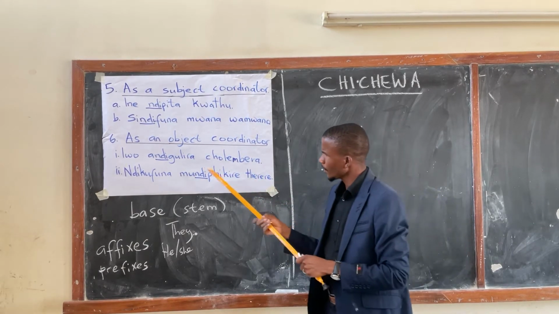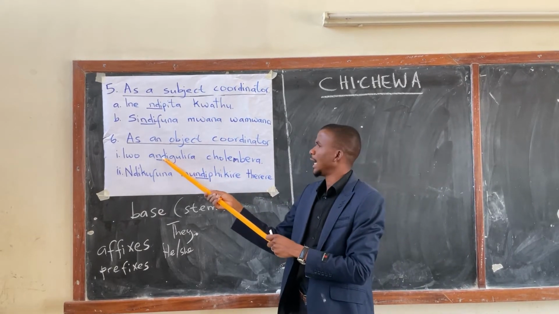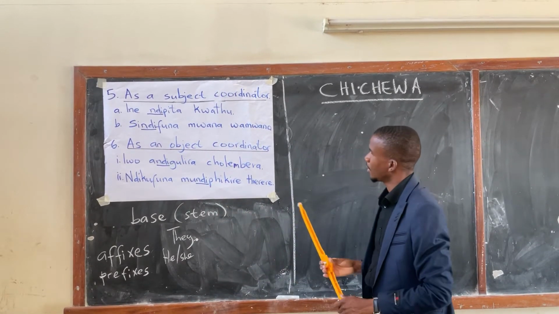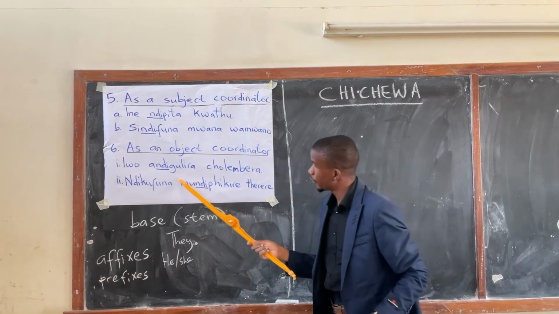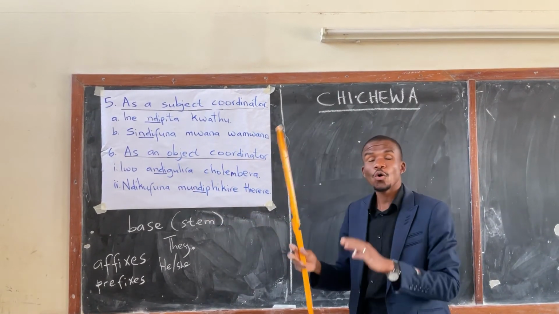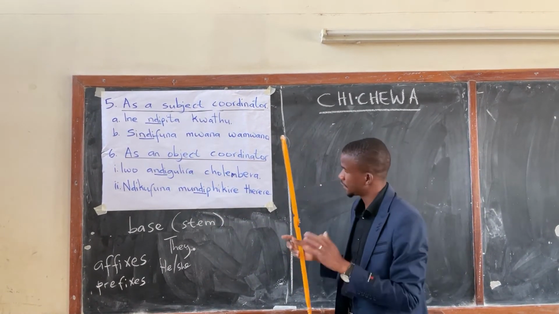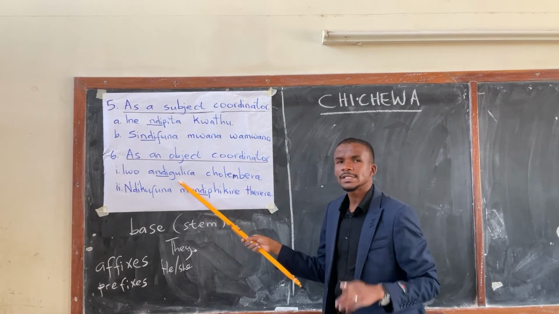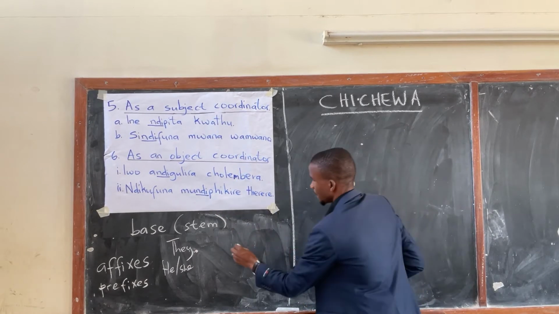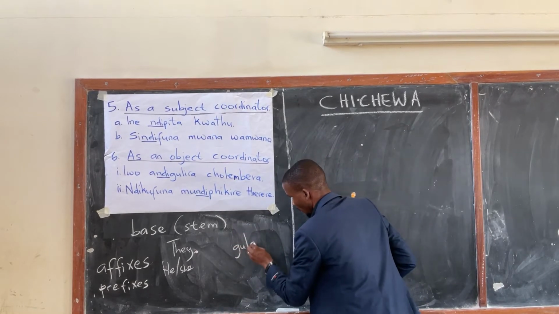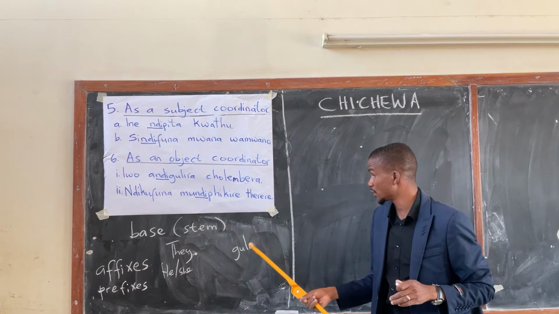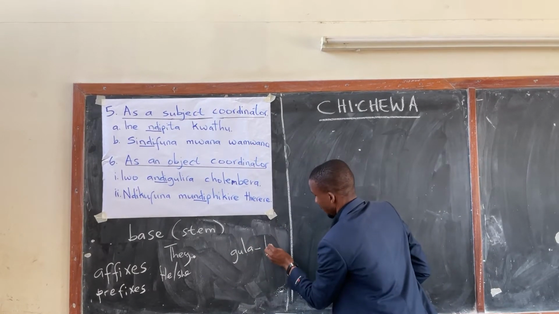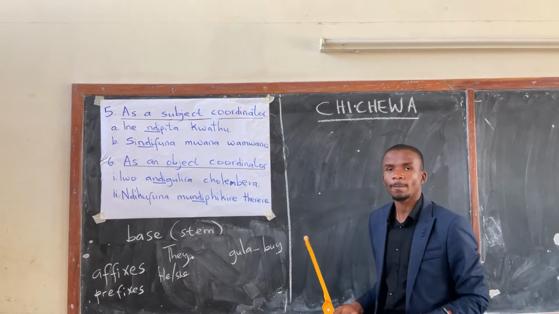Now, how do we know that anigulira means has bought for me? So, this verb, anigulira, all Chichewa verbs have stems. So, the initial stem of this verb was gula. At first, this verb was gula, which means buy.